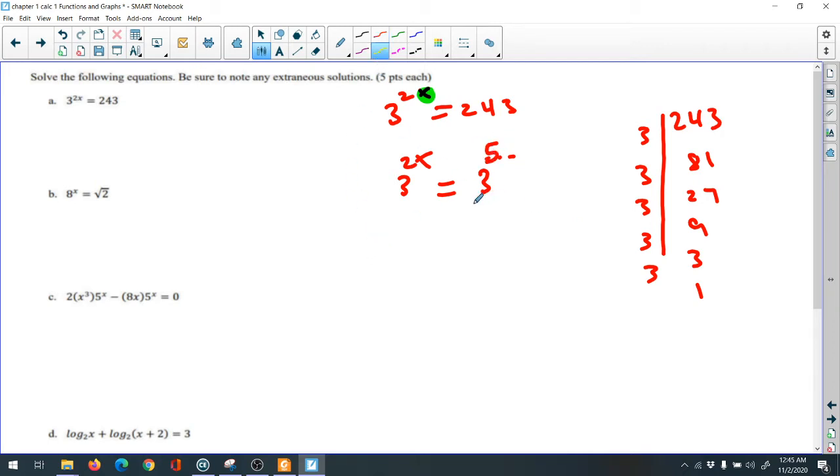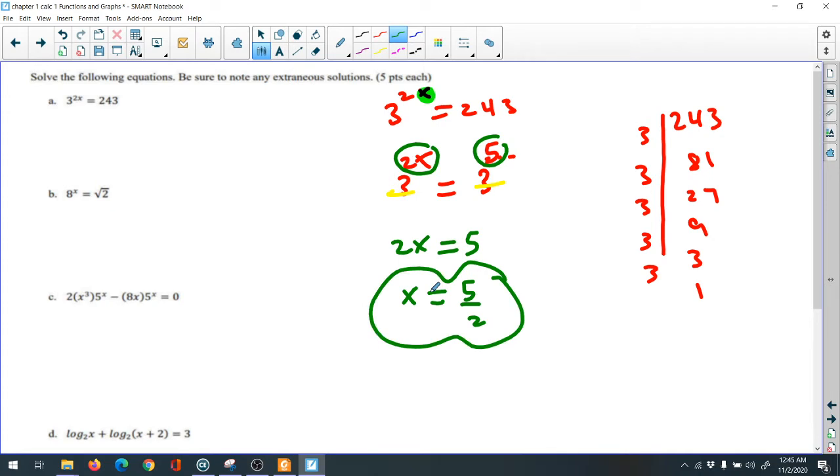Since the base equals the base, then exponent equals exponent. The powers are equal. It's 2x equals 5. You divide both sides by 2, then x equals 2.5 or 5 over 2. This is the answer for A. That's the first.